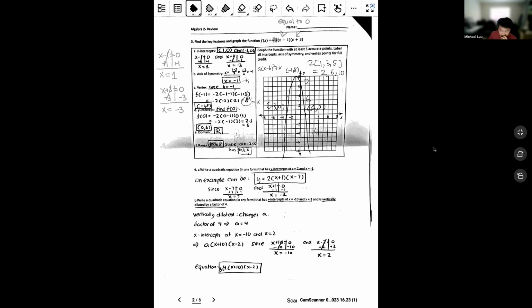And then we can move on. 4a talks about your x-intercepts at x minus 1 and x minus 7, or x equals 7.